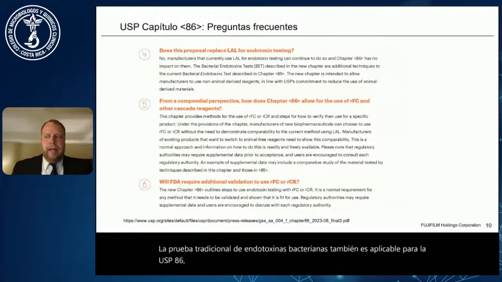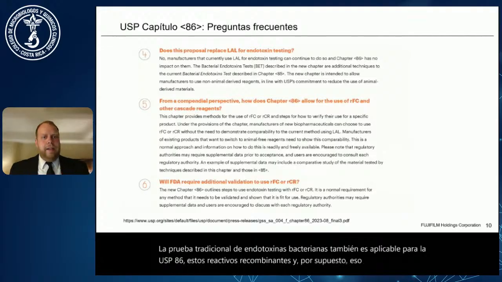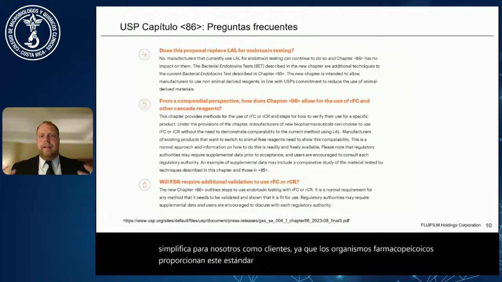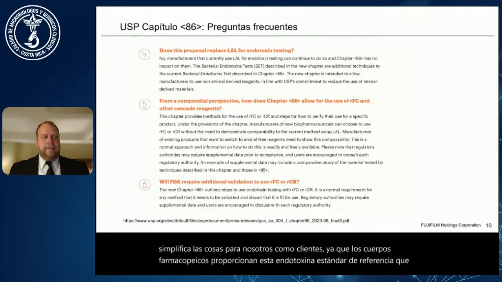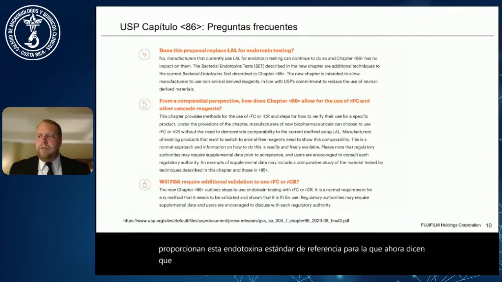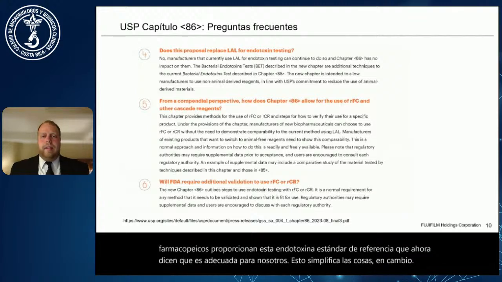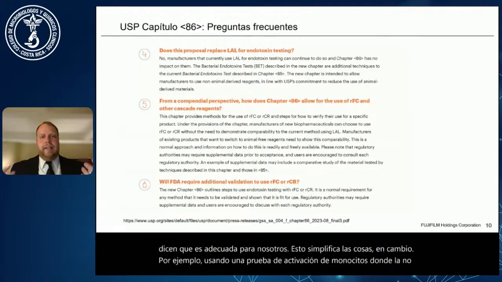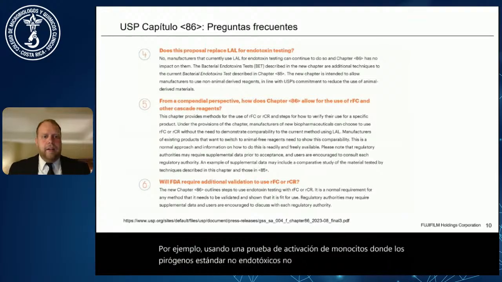And so, of course, that is something that simplifies it for us as clients, as the pharmacopoeial bodies provide this reference standard endotoxin that they now say is suitable for us. This simplifies things as opposed to, for example, using a monocyte activation test where standard non-endotoxin pyrogens are not as easily harmonized and acquired.